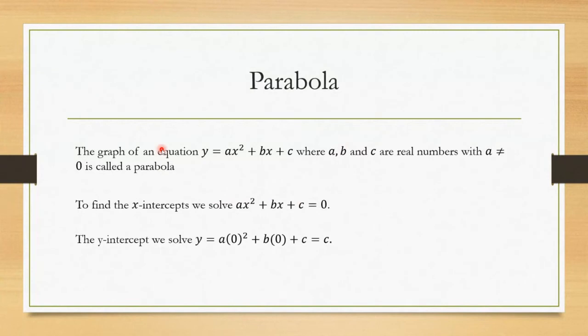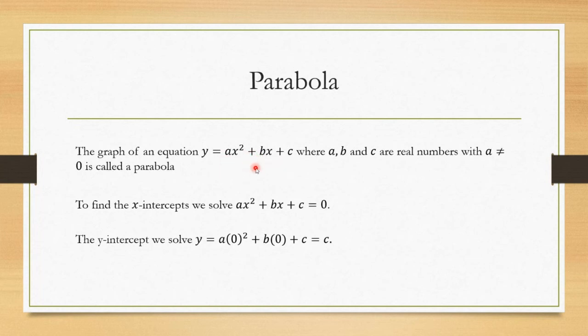Now we get to the parabola. This is actually the graph of this kind of equation: y equals ax squared plus bx plus c. Here, the right-hand side, as you can see, is a quadratic, which is a polynomial of degree 2. We have ax squared plus bx plus c. Here, a, b, and c are numbers, but a cannot be 0.